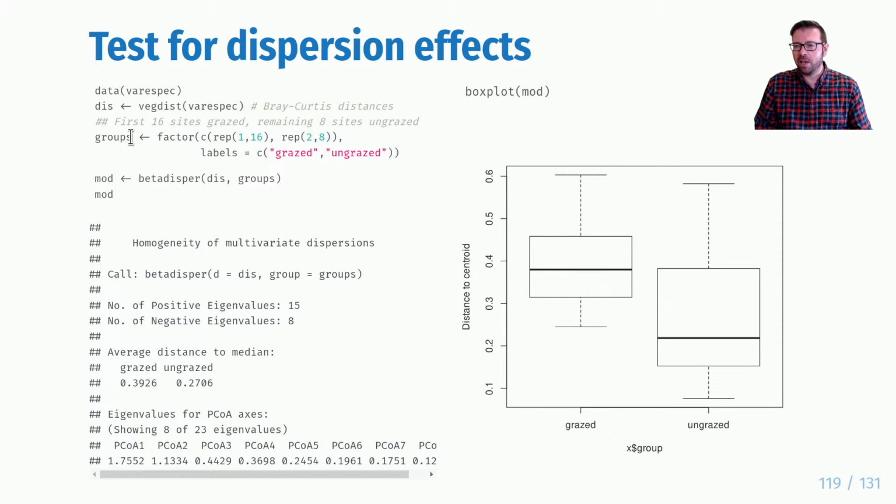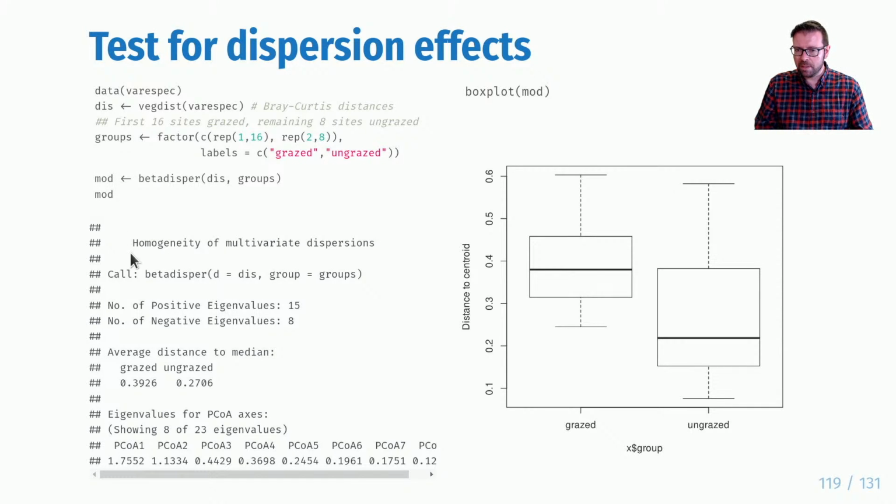And I forget now whether this is actually true or not, whether they were grazed or not, but I'm just going to say that some of them were grazed and some of them were ungrazed. Okay? And then with beta disper, what you do is you pass in your dissimilarity matrix that we created here, the Bray-Curtis, and you also pass in your factor variable, right? So we just take a single factor, and then we can test the null hypothesis that these two groups have the same variance.